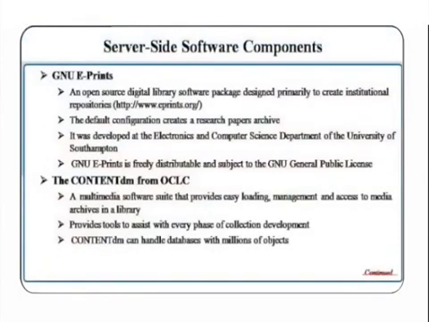GNU ePrints is an open source digital library software package designed primarily to create institutional repositories. The default configuration creates a research papers archive. It was developed at the Electronics and Computer Science Department of the University of Southampton. GNU ePrints is freely distributable and subject to the GNU General Public License.